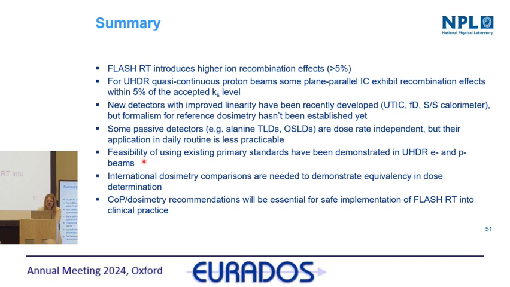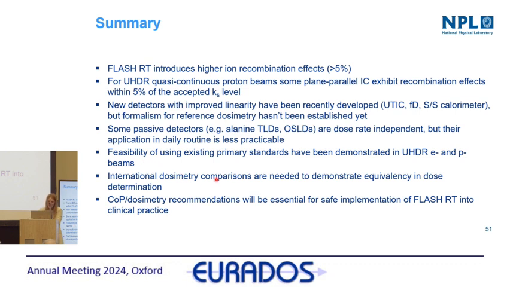As I have demonstrated, there have been already new detectors developed with improved linearity as a function of dose per pulse or dose rate. However, the reference dosimetry hasn't been established yet for those instruments. Several passive detectors, which are dose rate independent, are still very promising tools for dosimetry in flash radiotherapy. However, they are less practical for daily routine.